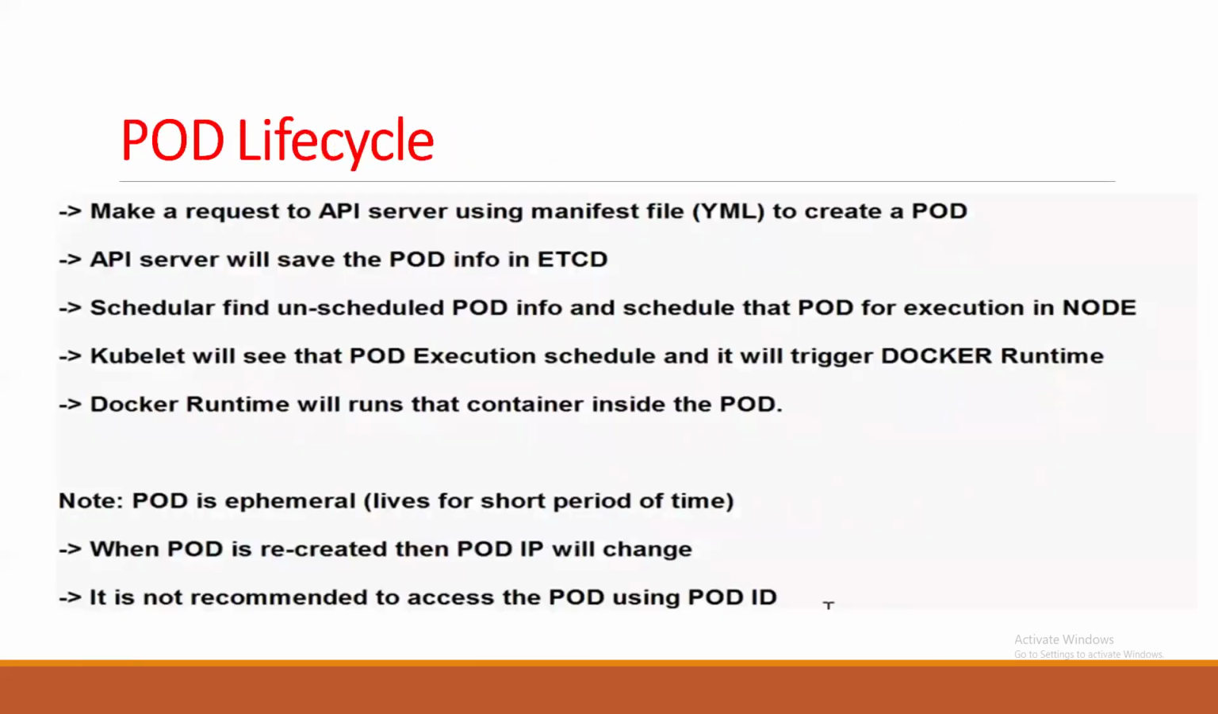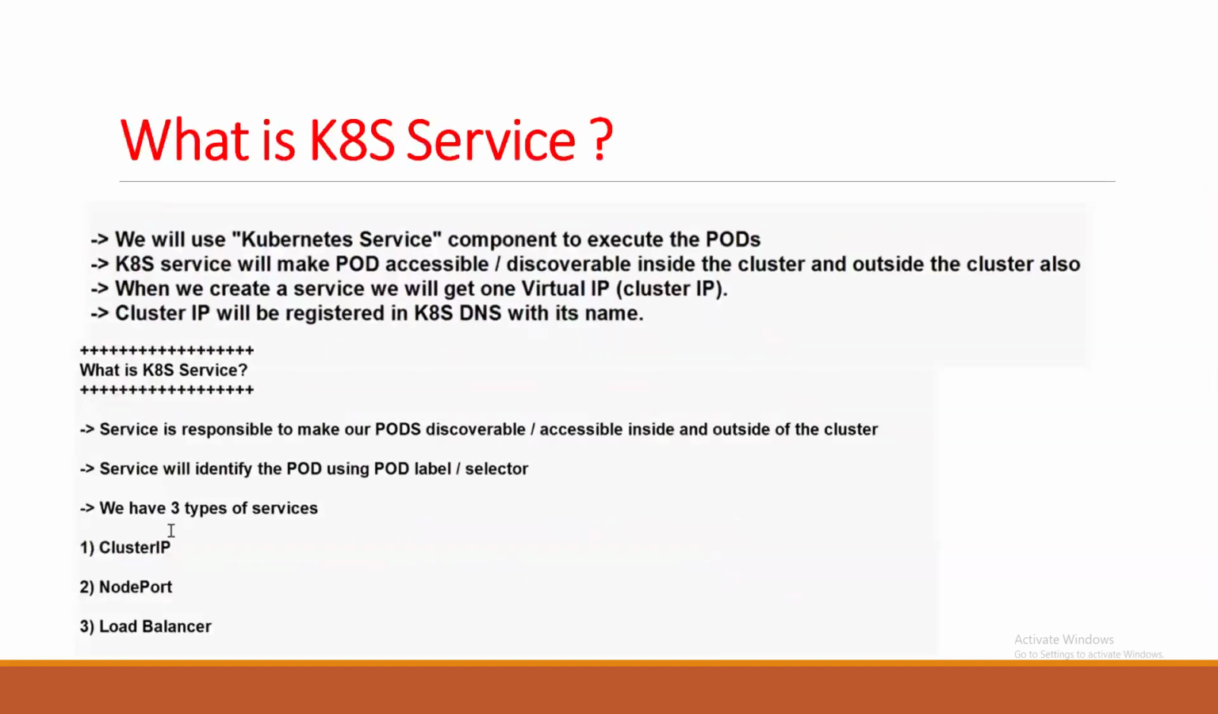So we already know the pod life cycle. Now, what is a Kubernetes service? We use the Kubernetes service component to expose the pods. The service makes pods accessible or discoverable inside the cluster and outside the cluster also. When we create this service, we get one virtual IP, the cluster IP, which will be registered in Kubernetes DNS with its name.